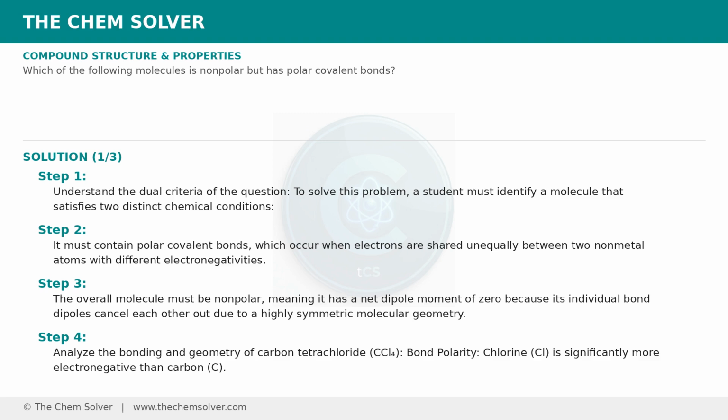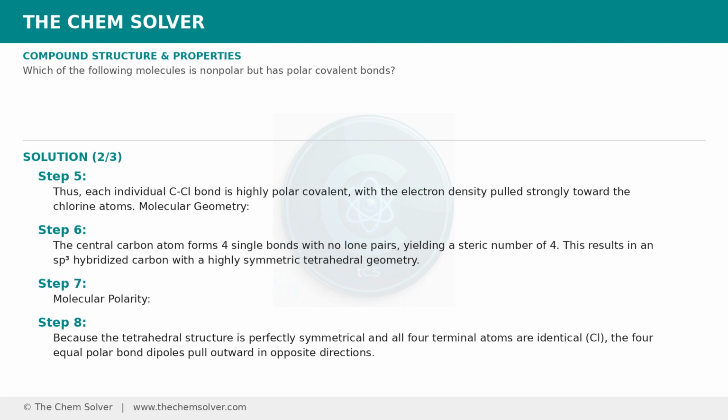Analyze the bonding and geometry of carbon tetrachloride, CCl4. Bond polarity: chlorine, Cl, is significantly more electronegative than carbon, C. Thus, each individual C-Cl bond is highly polar covalent, with the electron density pulled strongly toward the chlorine atoms. Molecular geometry: the central carbon atom forms 4 single bonds with no lone pairs, yielding a steric number of 4. This results in an sp3 hybridized carbon with a highly symmetric tetrahedral geometry.